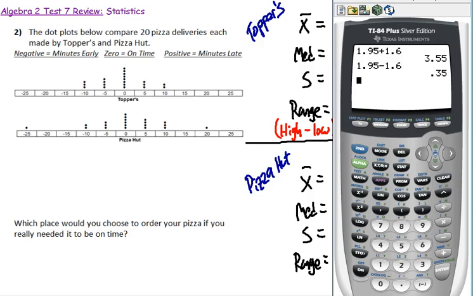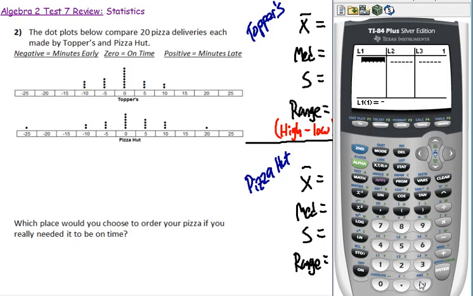Let's go back to Stat. And when we hit Edit, we got the numbers in there from the last problem that we just did. So scroll up, hit Clear, and then scroll back down. The numbers are gone. Let's do Toppers first. So it looks like negative 10, which would be 10 minutes early. That happened 3 times. So we're going to hit negative 10.